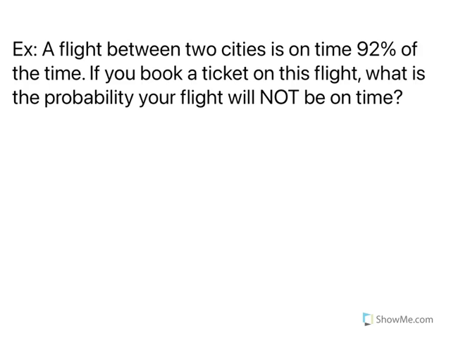So let's do another. A flight between two cities is on time 92% of the time. If you book a ticket on this flight, what is the probability your flight will not be on time? Right now I know that the probability of the event is 92%, and the event is being on time.